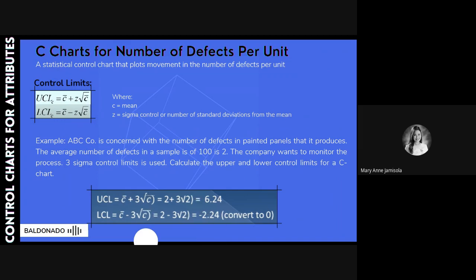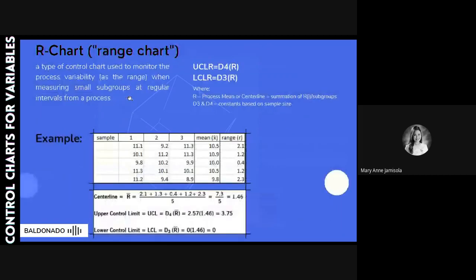But take note that if you get a negative figure, always convert it to 0. For example, if we talk about products, there is no such thing as negative products. It's either there is a product or there's no product. So the lowest or minimum number should be 0. It should not be negative, because again, there is no such thing as a negative product. So that's it for C charts.